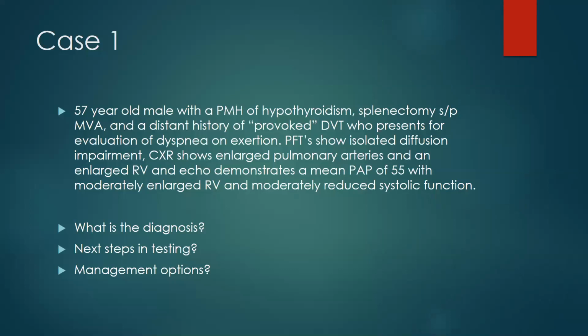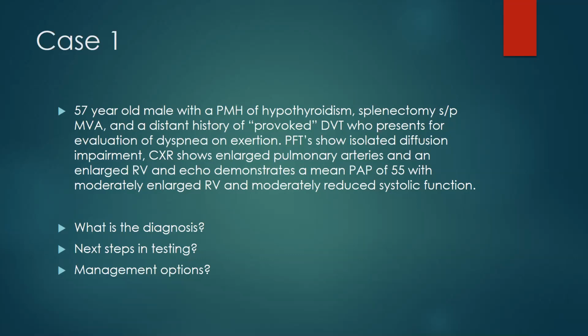So just some cases to round things out. We have a 57-year-old guy, history of hypothyroid, splenectomy after a motor vehicle accident, that's why his spleen was taken out. Distant history of provoked DVT, comes in with dyspnea on exertion. He's got a diffusion impairment, enlarged pulmonary arteries on his x-ray, enlarged RV, and a mean PA pressure of 55 on his echo with reduced function as well. So not rocket science. What's the diagnosis here?